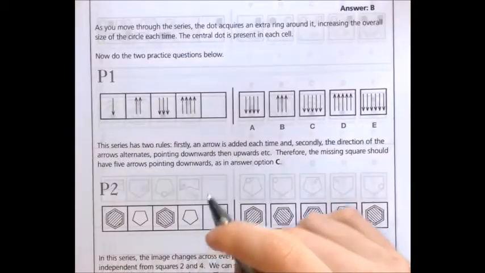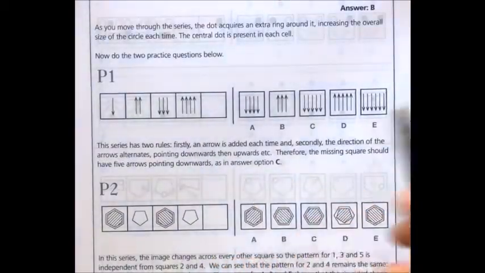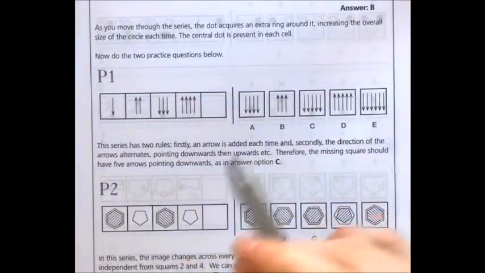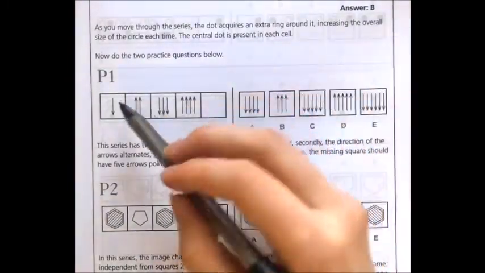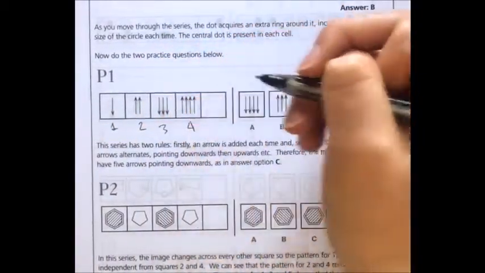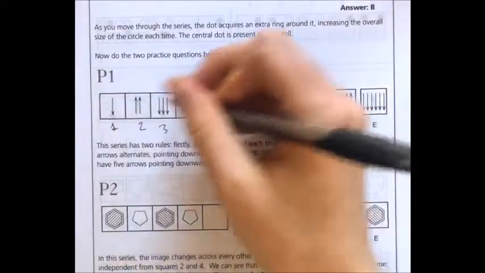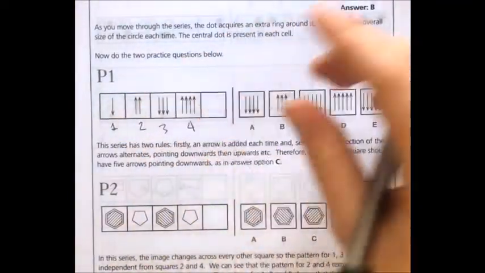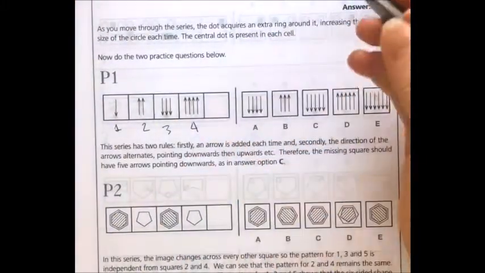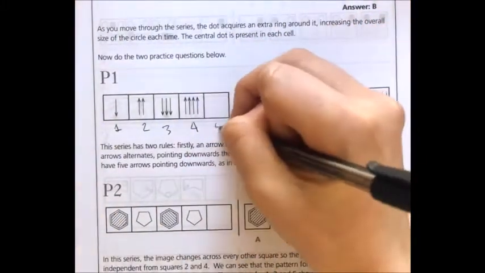Okay. Moving on to example 2, we are presented with arrows. The first thing I spot is that the arrows are increasing in number each time. We have 1, we have 2, 3 and 4. Don't be afraid to write round the boxes like I am now, because it can often help you when working out what the answer might be. So therefore the missing box must have 5 arrows.